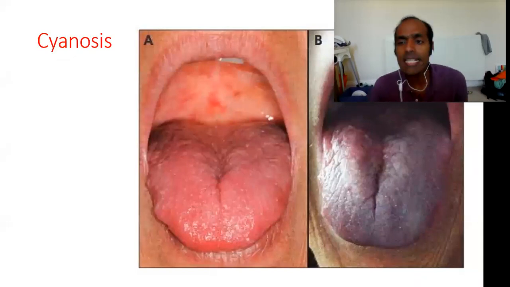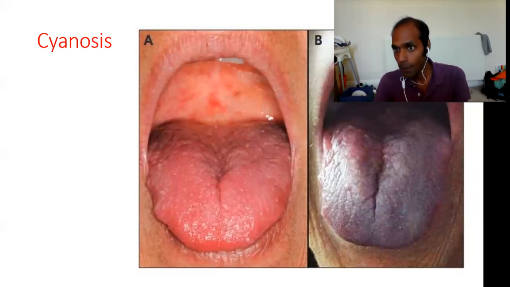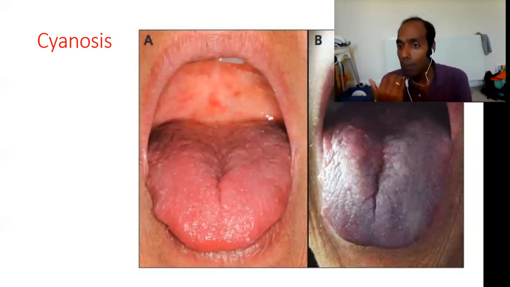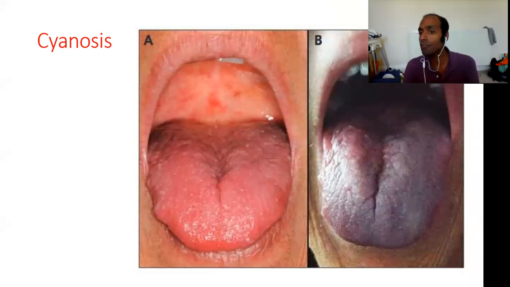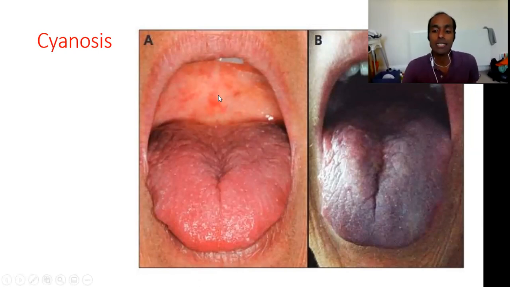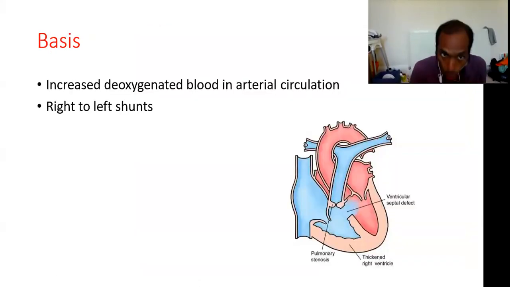Now, in the general examination, the key thing to look out for is cyanosis. Okay, and cyanosis is basically a dusky bluish to purple discoloration of the mucous membranes and the tongue. Okay, central cyanosis is far more important than peripheral cyanosis, because central cyanosis indicates deoxygenated blood in the arterial circulation, and you find cyanosis in right to left shunts.